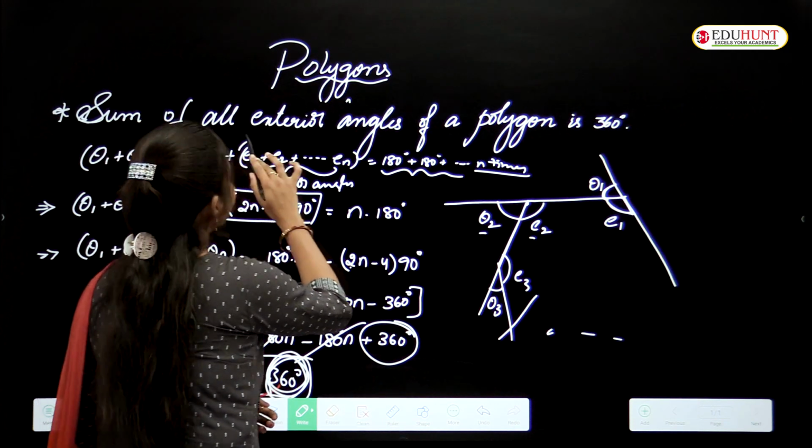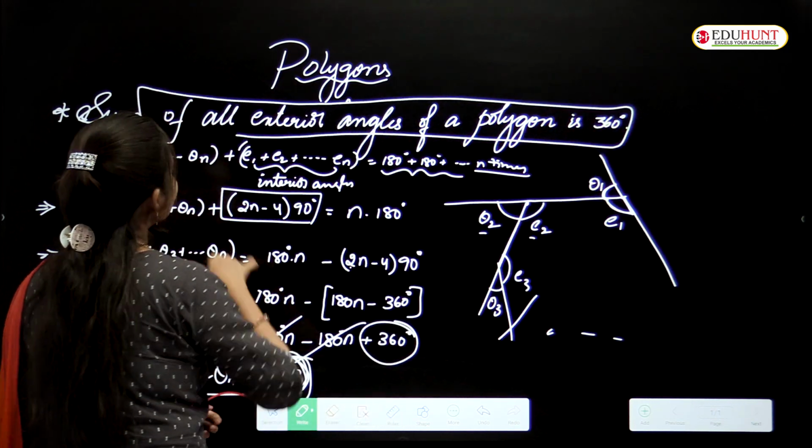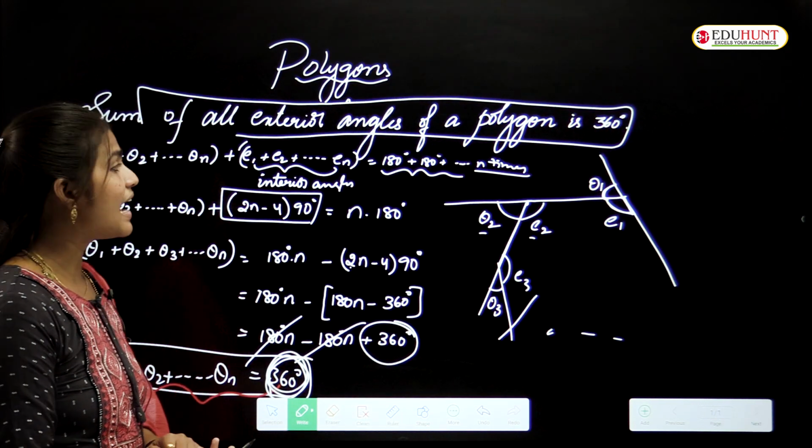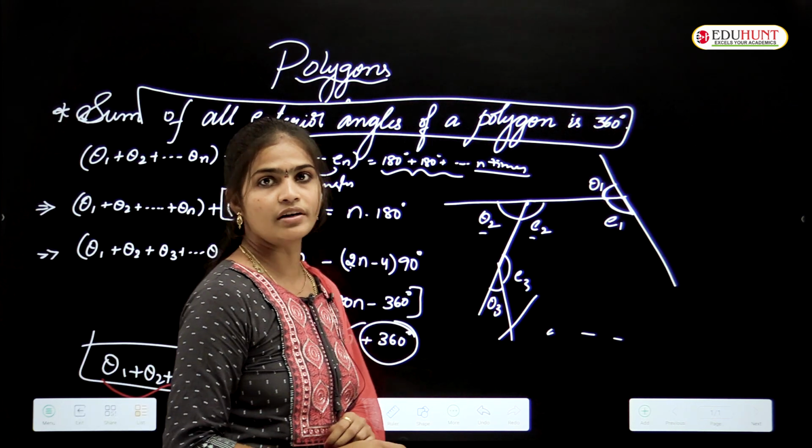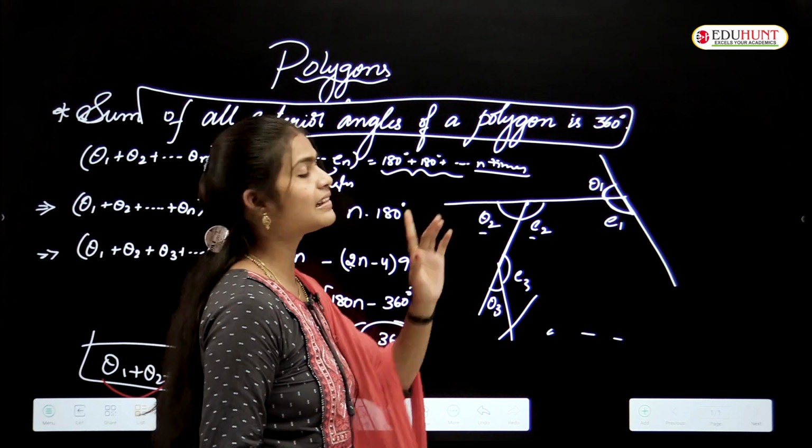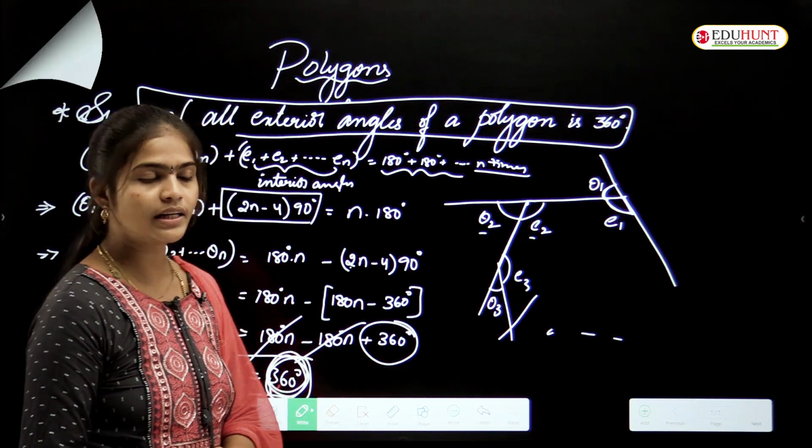Okay, that's what they gave in the statement. What is that? The sum of all exterior angles of any polygon is 360 degrees. Okay.